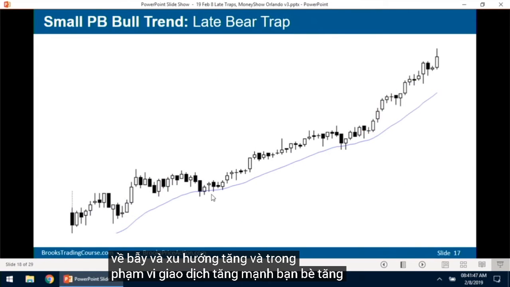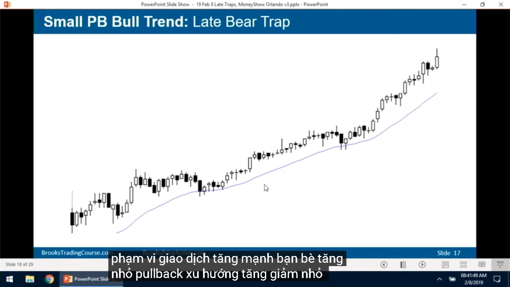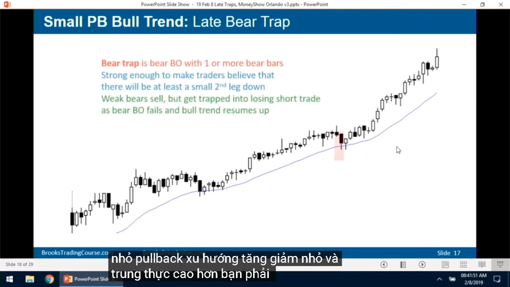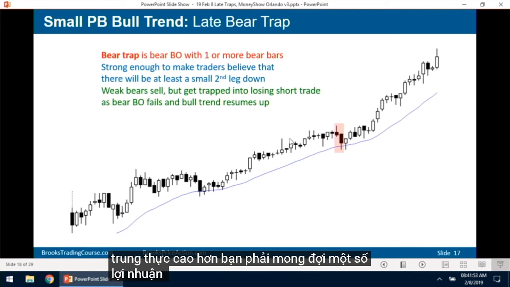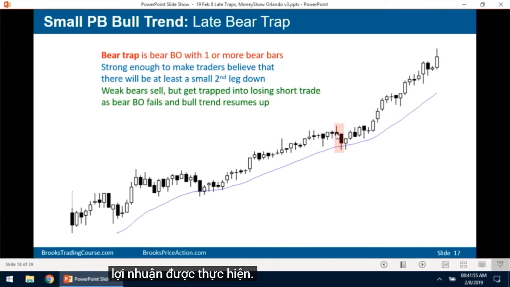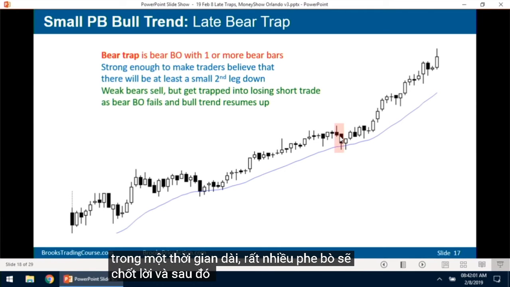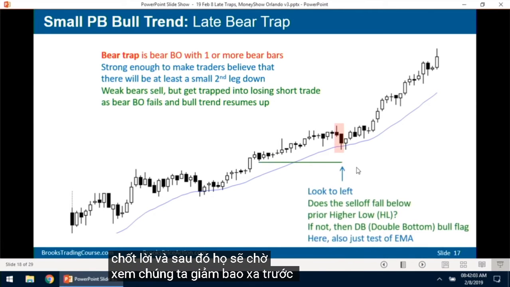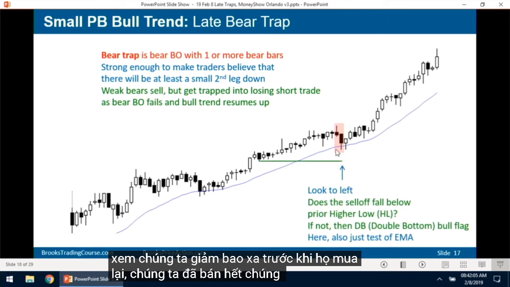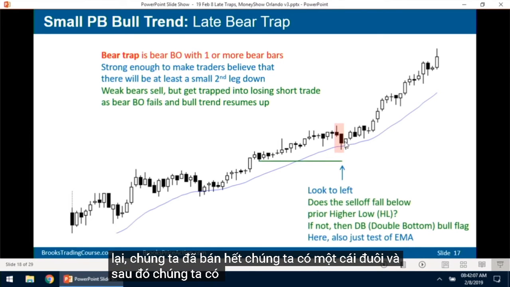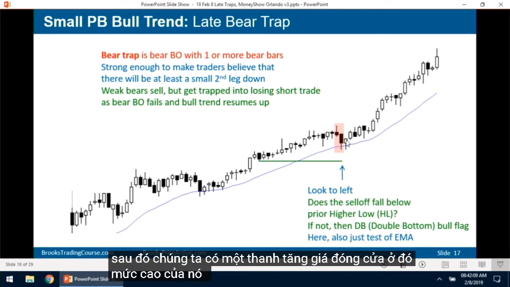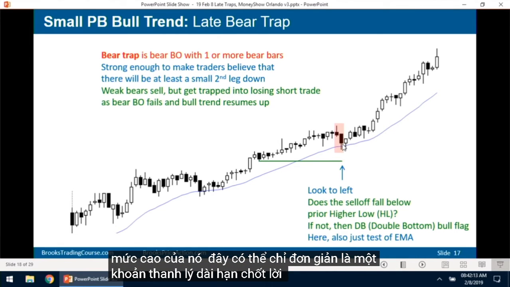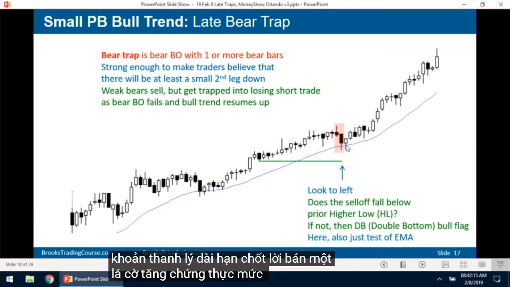Strong bull trend, small pullback bull trend, small pullbacks and relentlessly higher. You have to expect some profit taking. We have a wedge, 1, 2, 3, a bear bar closing near its low. We've been above the average price for a long time. A lot of the bulls will take profits, and then they'll wait to see how far down we go before they buy again. We sold off, we have a tail, and then we have a bull bar closing near its high. This could be simply a long liquidation, profit-taking sell-off, a bull flag, a test of the average.